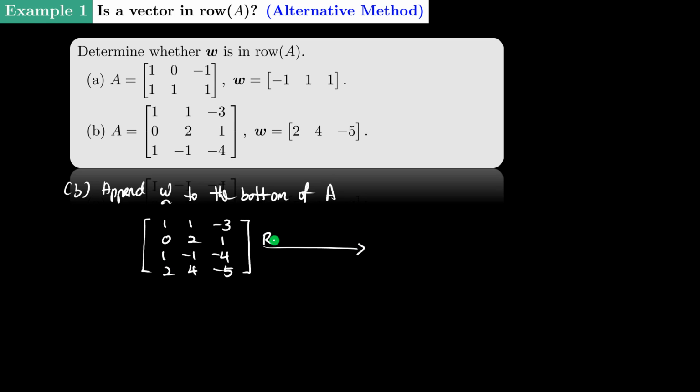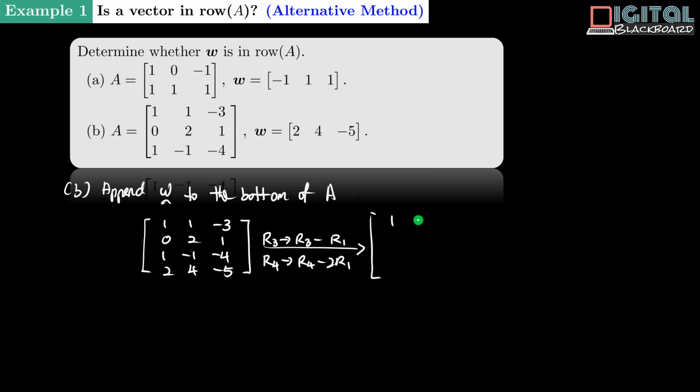And for that, we apply 2 operations. Row 3 becomes row 3 minus row 1. Row 4 becomes row 4 minus 2 row 1. And you end up with 1, 1, minus 3, 0, 2, 1, 0, minus 2, minus 1, 0, 2, 1.